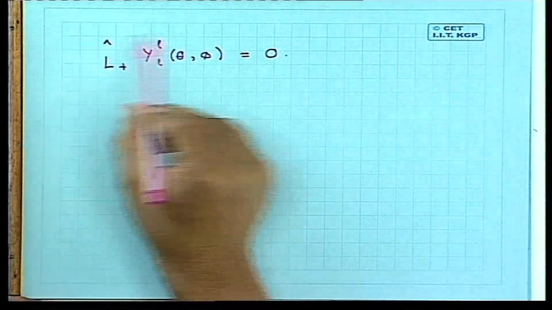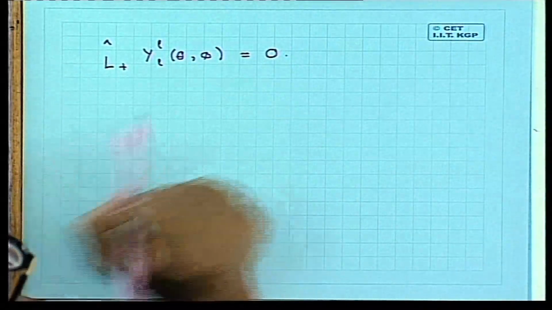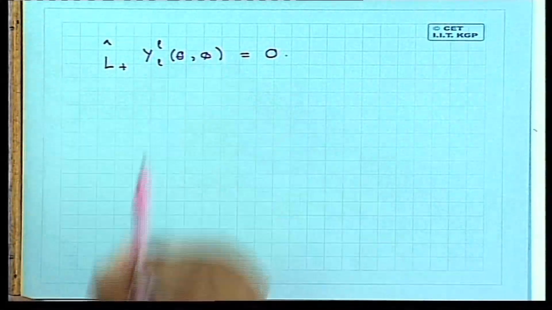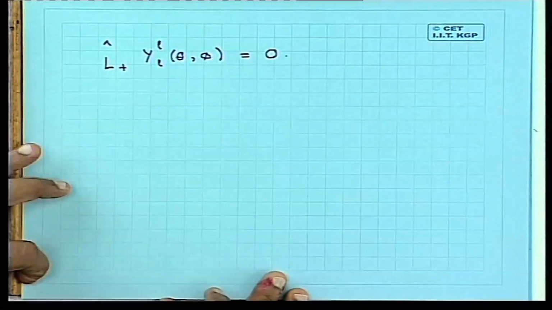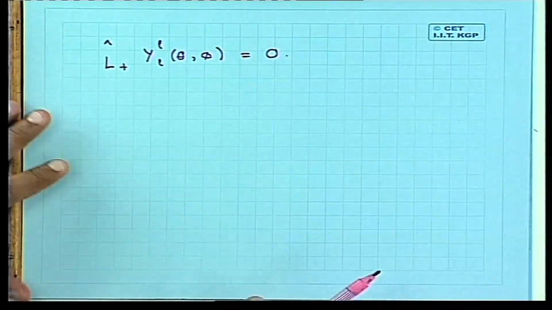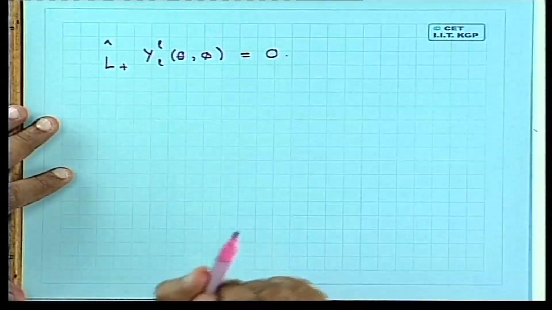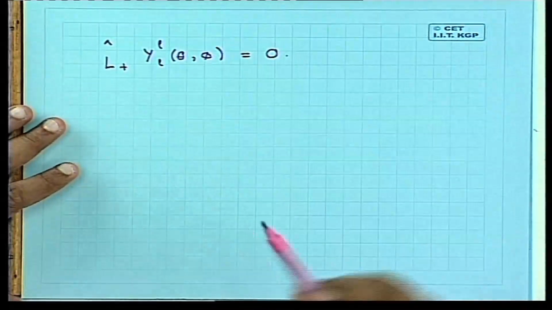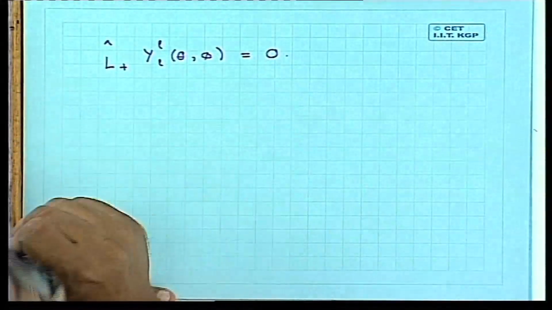So, if we can solve this equation, we can obtain this function Y_l^l(theta, phi), which is exactly what we did in the simple harmonic oscillator. When we wanted the ground state, we acted with the operator A, which lowers the eigenvalue. Acting on the ground state, it gives us 0, which gave us a differential equation, the solution of which gave us the ground state. So, we use the same technique here.